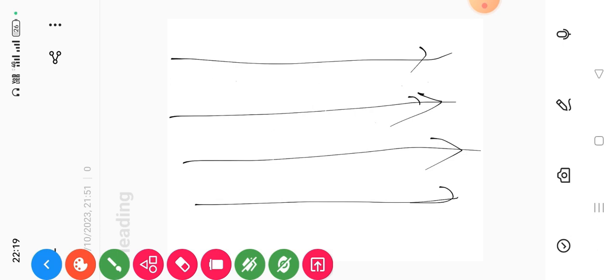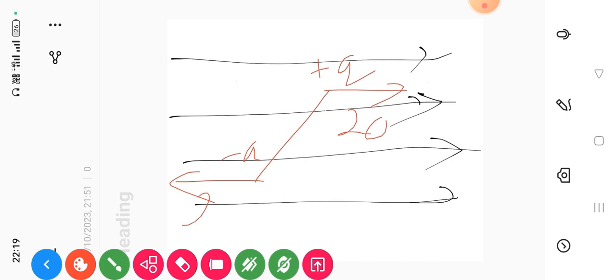The force on this will be in this direction for the positive, and for the negative it will be here. You see, the two forces are equal. Suppose say 20. Are they in the same direction? No. Are they in the opposite direction? Yes, they are in the opposite direction. What will be the resultant force?